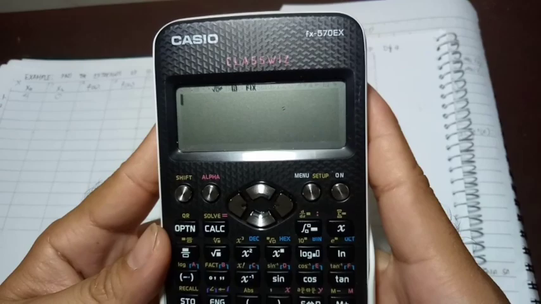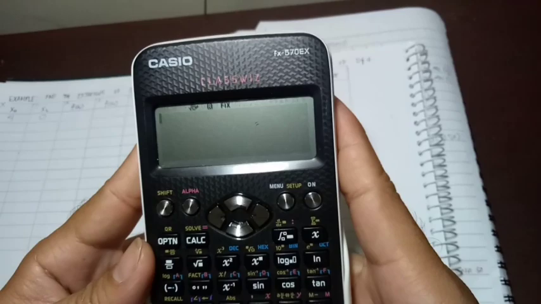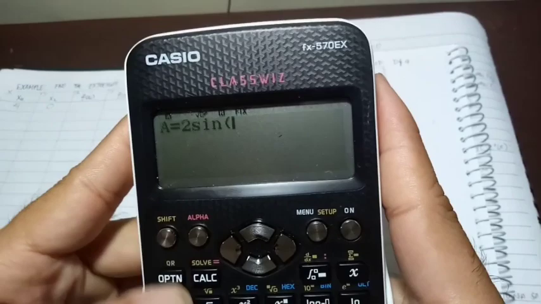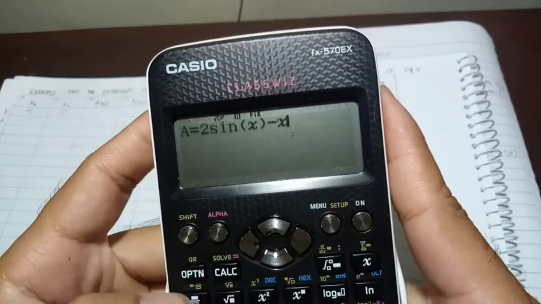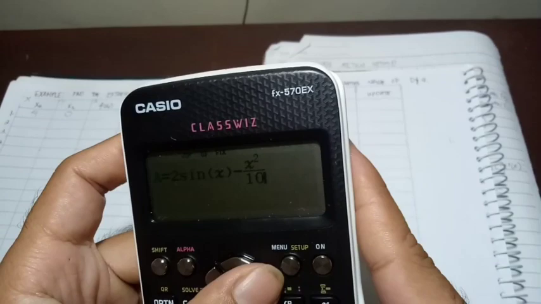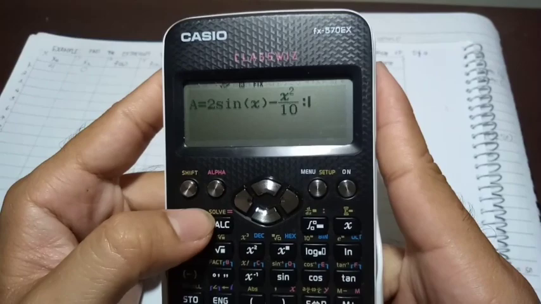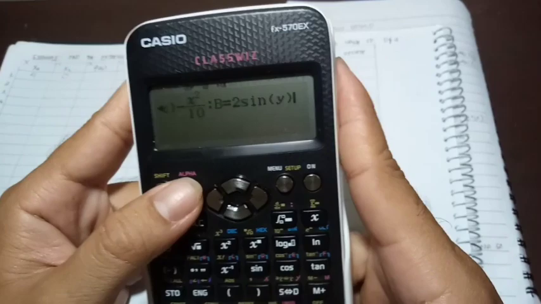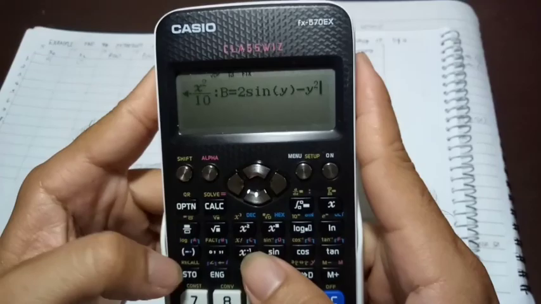Then we can iterate. For f of x upper, alpha a is equal to 2 sine x minus x squared over 10. For f of x lower, alpha b is equal to 2 sine y minus y squared over 10.